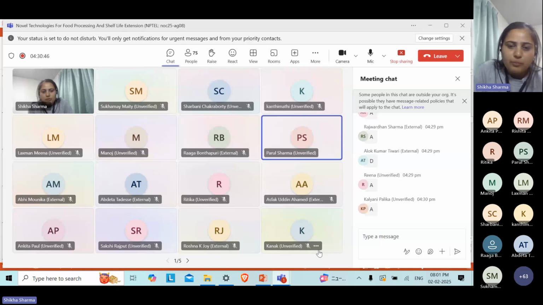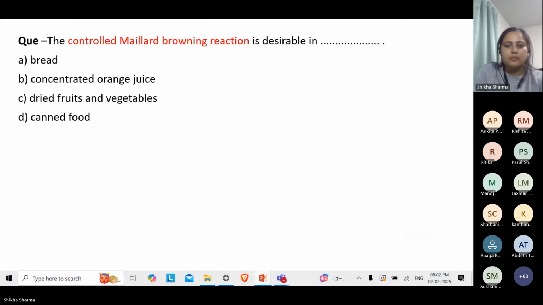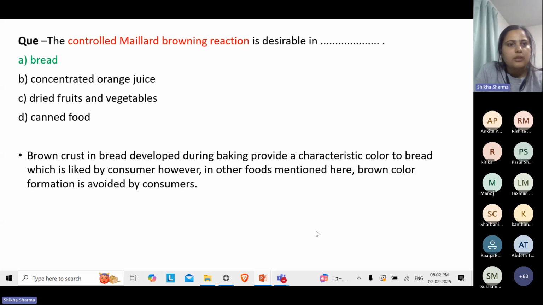Okay, so we are moving to our question. The answer is A, bread. The Maillard reaction happens in all of these, but in the bread there is development of the brown crust.